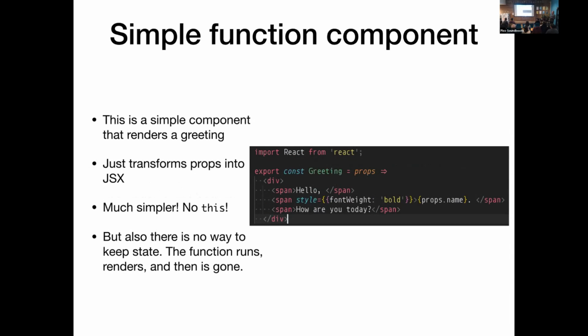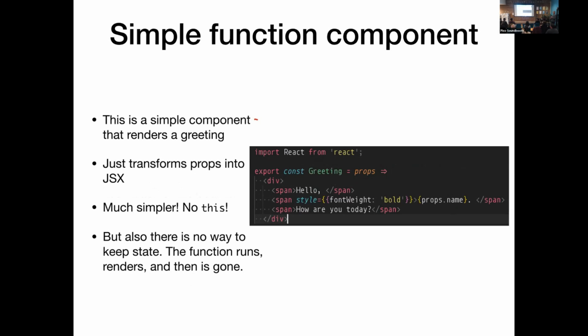So here's an example of a function component. Notice how much easier this is, right? So this is a function. It's just an arrow function, and it takes props, and it just directly returns the JSX. That's all this does. So it takes a prop. Inside that prop is a name, and it renders three spans. It says, hello, your name, how are you today? So this is much simpler.